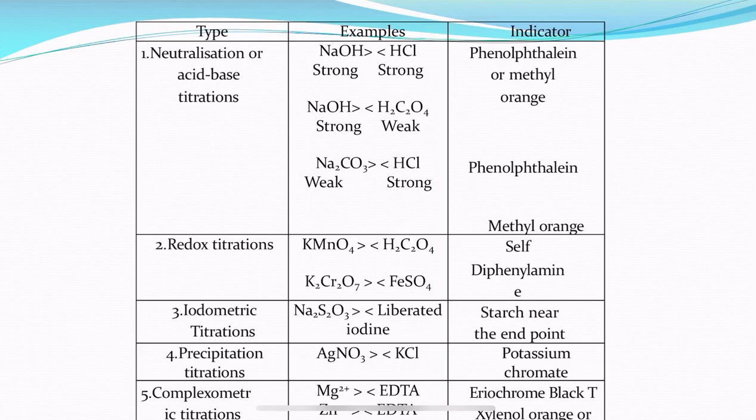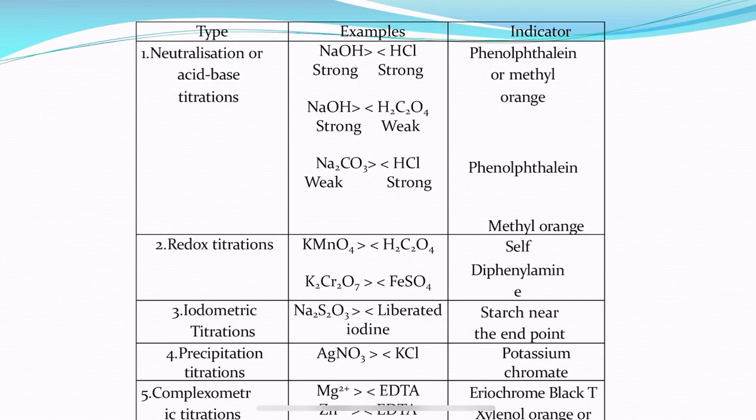And the fourth type of titration is precipitation titration. As the name itself says, when a titrate is titrated with the titrant, a precipitate is going to get formed. The best example for precipitation titration is silver nitrate versus potassium chloride. If you titrate silver nitrate with potassium chloride, the reaction that takes place will be the formation of a precipitate.